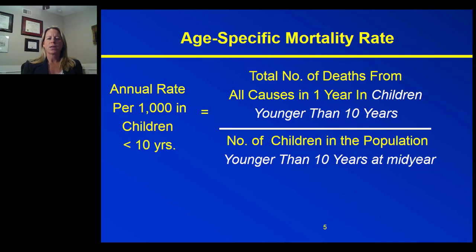The next mortality rate I want to discuss is age-specific. And for this particular example, we're looking at the annual rate per 1,000 persons of children who died under the age of 10. So in the numerator is the total number of deaths from all causes among children younger than 10 years of age, and the denominator now would be the number of children in the population younger than 10 years, and again we would choose the mid-year population size. And again, this would be standardized per 1,000 persons, if that made sense numerically.